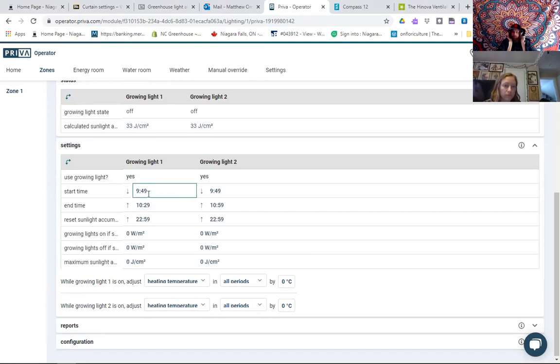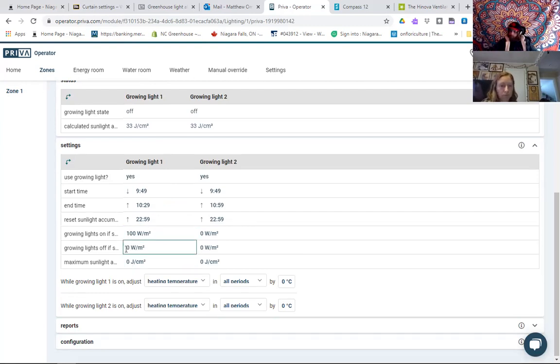So you can have your lights set on a time, or you can have them set for supplementation. If it's winter, our winters here in Ontario are usually pretty cloudy and dim. So if the outside sunlight drops below a certain point, say below 100 watts per meter squared, the lights are going to turn on. Anything above 100 watts per meter squared, lights will turn off.